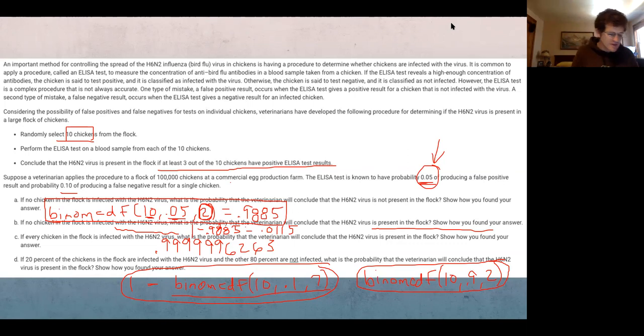The reason this is so much higher as a percent than the other one is because the burden of proof is much higher. In order to conclude that there's no virus, you'd have to get 8 false negatives. In order to conclude that there is virus incorrectly, you only need 3 false positives. So the fact that you're doing 8 false negatives versus 3 false positives, that shows why there's such a difference in the probabilities. Okay, I'm going to pause right there and see if there are any questions.